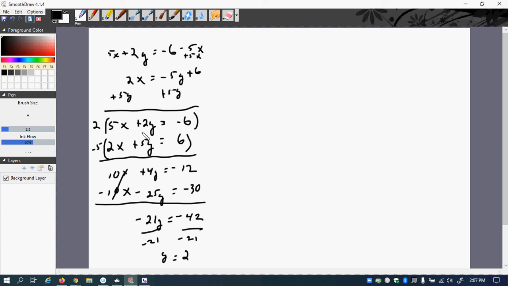So now I'm going to put 2 back into the original equation. So that's 5x plus 2 times 2 equal to negative 6. Right? That's this one I'm doing right here, this 5x plus 2y. Okay? So that gives me 5x plus 4 equal to negative 6. Right? And then I can subtract 4 from both sides, and so that gives me negative 10, and then divide by 5, which x is negative 2. So I now know my point of intersection is negative 2, 2.